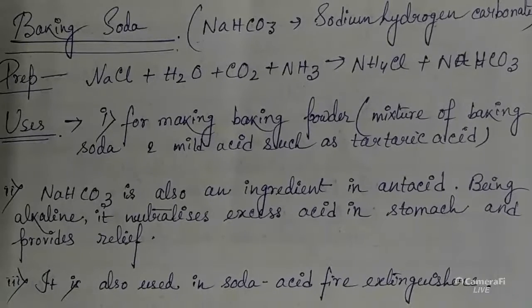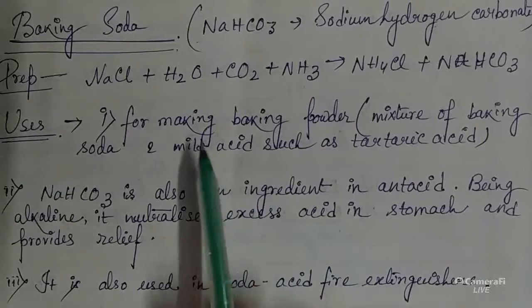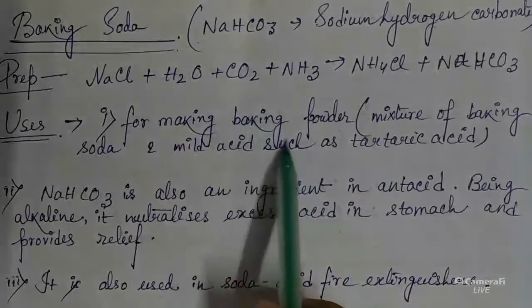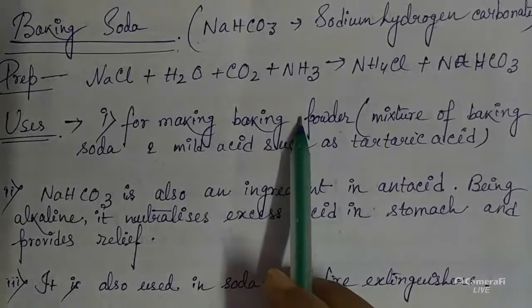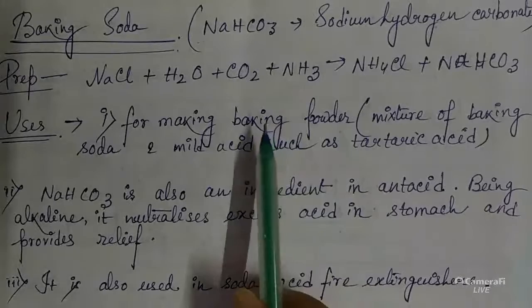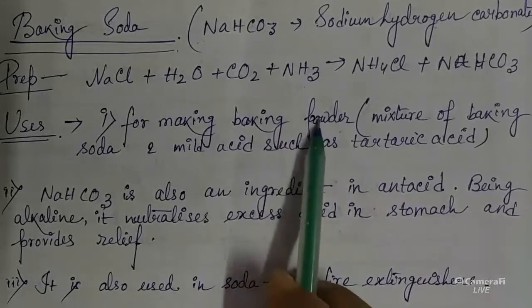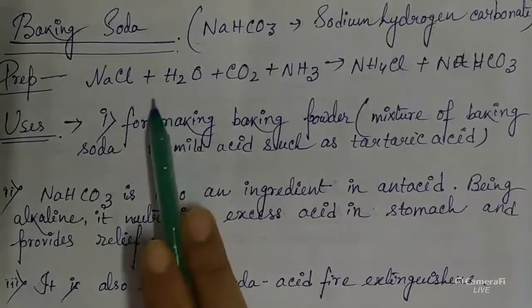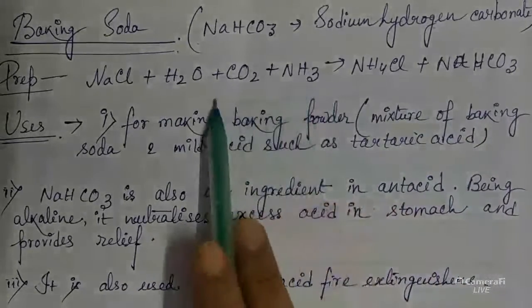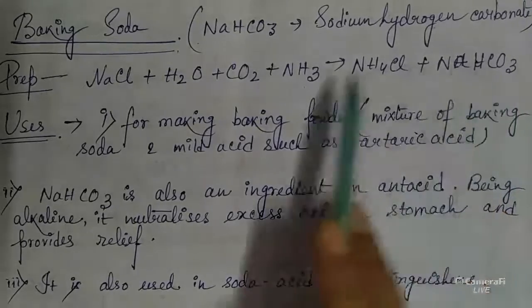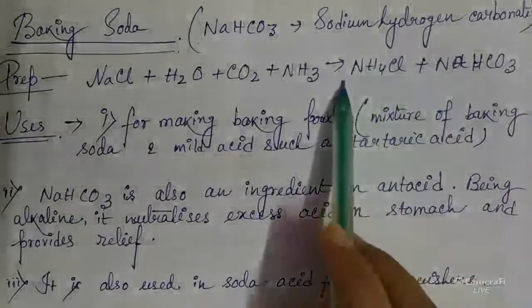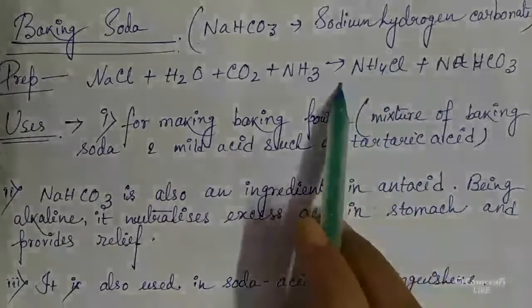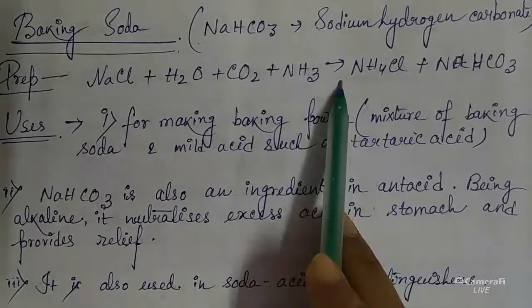When baking powder is heated or mixed with water, it will produce the sodium salt of the acid. When baking soda or baking powder reacts with water, it will produce the sodium salt of the acid and carbon dioxide. So this is the way of preparation, how to prepare sodium hydrogen carbonate. And you can say that NH4Cl, that means ammonium chloride, is coming from this equation.